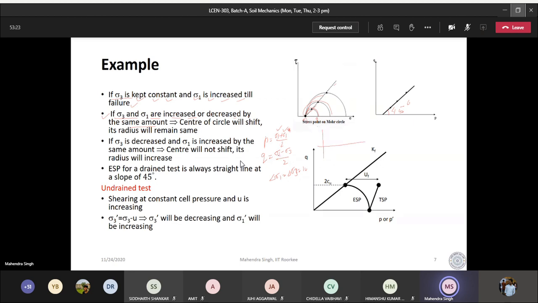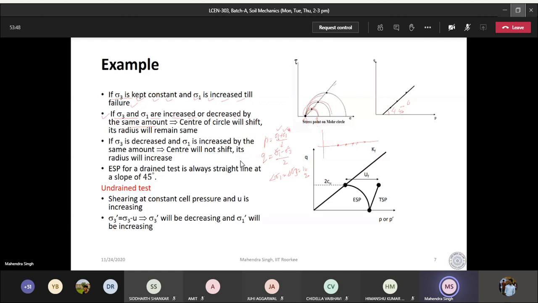Q is not going to change because sigma 1 is also increased, sigma 3 is also going to increase. So if I start from this point, so next point is P is going to increase, so P will be here. So if I increase it further 20, so you will get another point, third point, fourth point, fifth point. So stress path is going to move like this.